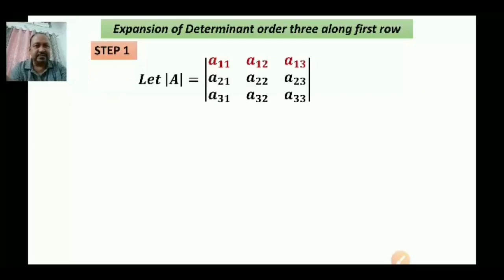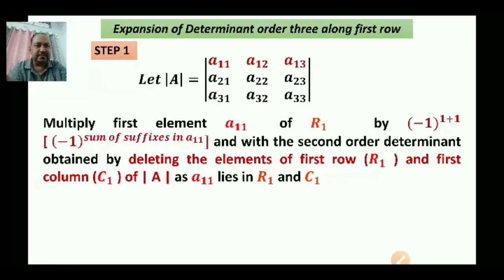Expansion of a determinant of order 3 along the first row. Step 1. Let us see an example. Determinant A is represented like this. This is the first row, this is the second row, and this is the third row. You can find the determinant of this matrix if you calculate it along the first row, second row or third row, or along the first column, second column or third column. The value doesn't change.